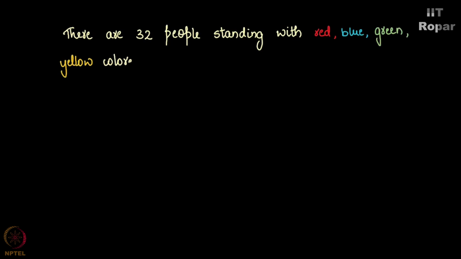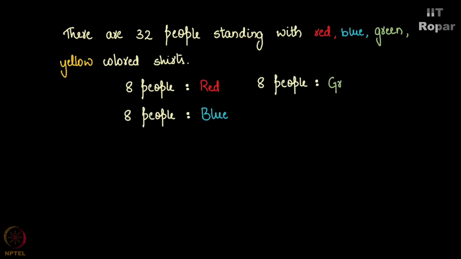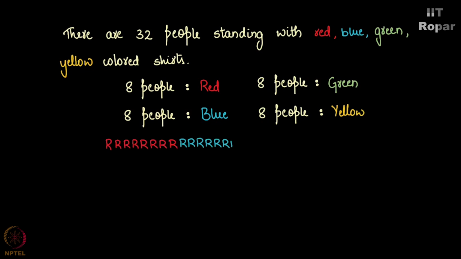The question is, there are 32 people standing with red, blue, green, yellow colored shirts. Their entire wear is red, blue, yellow and green. 8 people are wearing red, 8 people are wearing blue, 8 people are wearing green and 8 are wearing yellow, totaling to 32. Do you see all of them in a sequence, standing in a line?